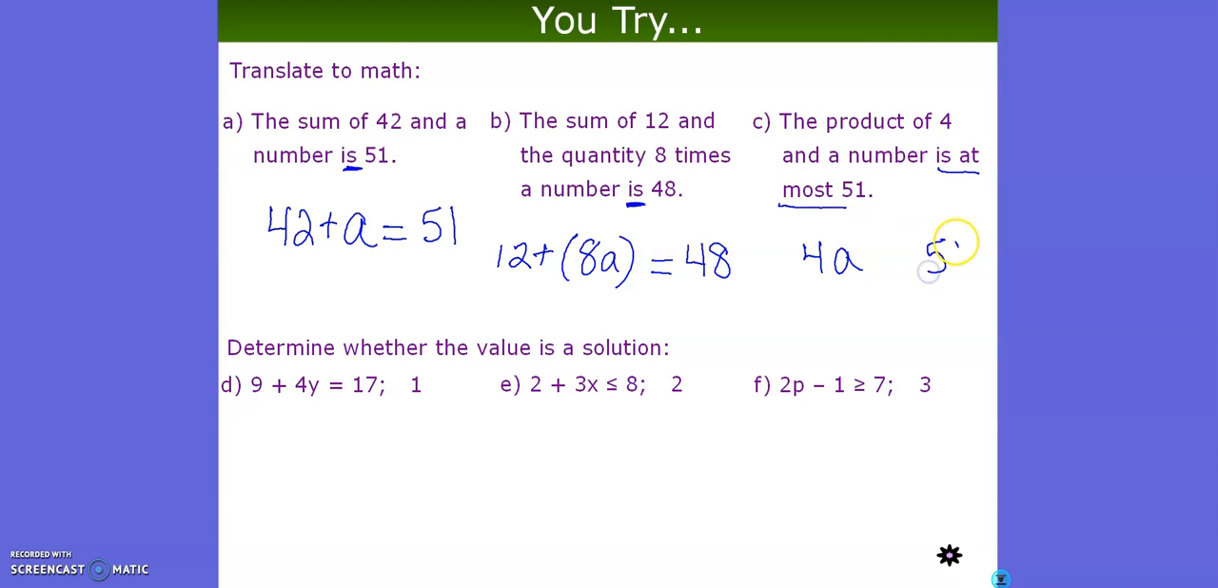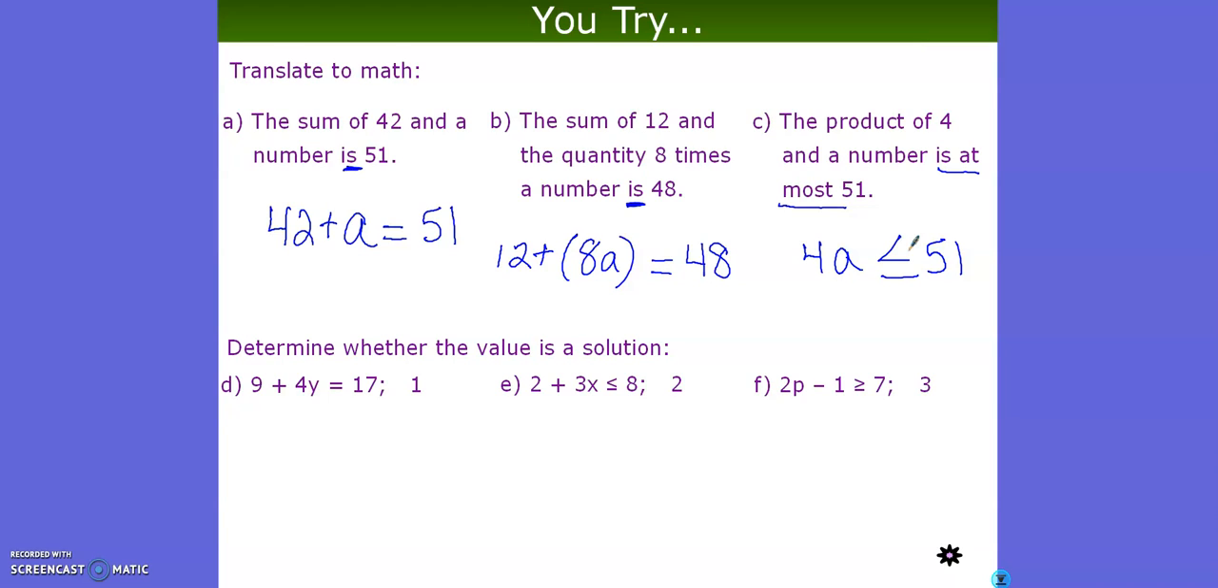So I know 51 has to be over here. Is at most 51. That means 51 is the greatest value it could be. So whatever 4a is, it is at most 51. Can it be 51? Sure. Can it be less than 51? Yes, we just can't be greater than 51 because our product, 4a, is at most 51. That's the peak. So it's at the top at 51.